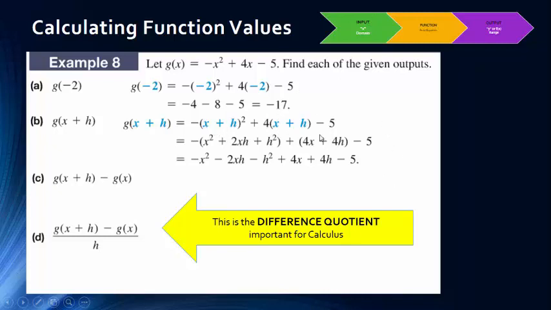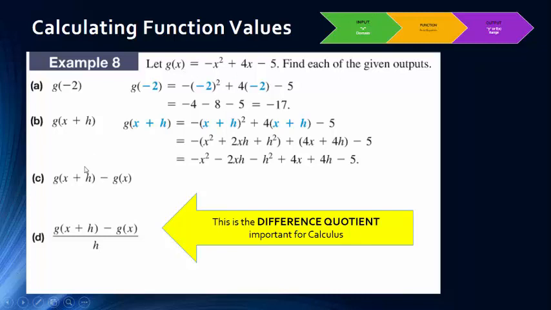Take your time. Do not try to jump through multiple steps at once. You'll make mistakes. Then we multiply negative times all of these, so every one of these, since they're positive, becomes negative. And so this is g of x plus h. Okay? This next one says g of x plus h minus g of x.